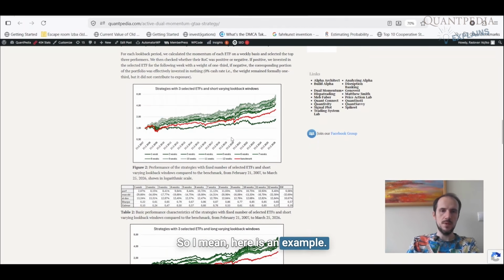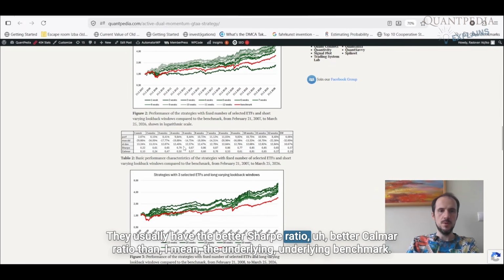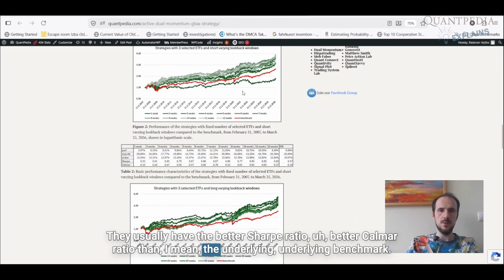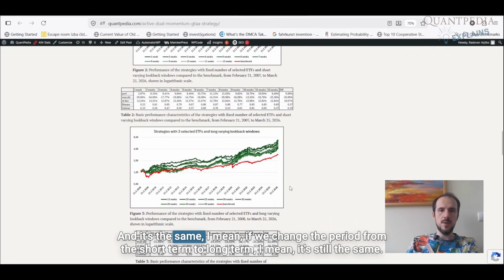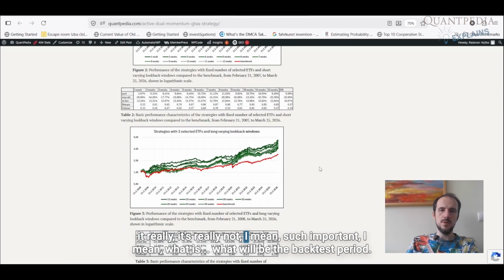So, here is an example. We have a benchmark, it's the red one, and all of the parameters except one have better performance. They usually have a better Sharpe ratio and better Calmar ratio than the underlying benchmark. And it's the same if we change the period from short term to long term, it's still the same. So the dual momentum strategy in the case of this portfolio is very robust, and the choice of parameter really is not that important.